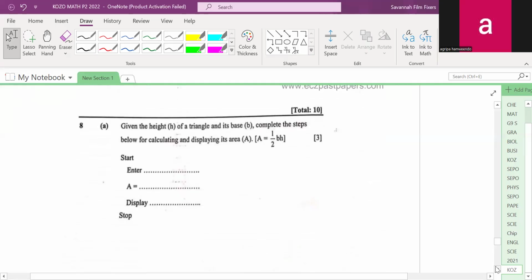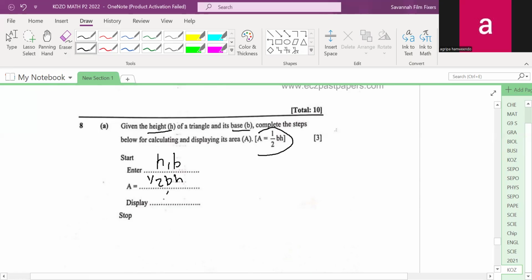So this one here is a computer code for area, given the height and the triangle base. So we're entering height and base, right? Yes. So height, comma, base, where the computer has to read this formula here, which is area is equal to half base times height.